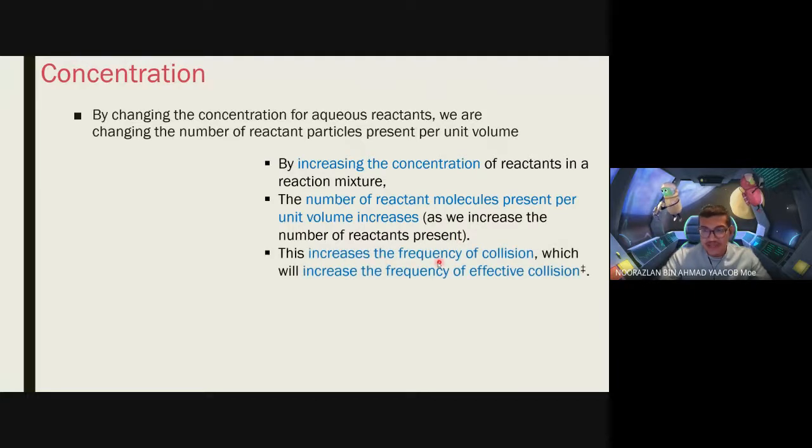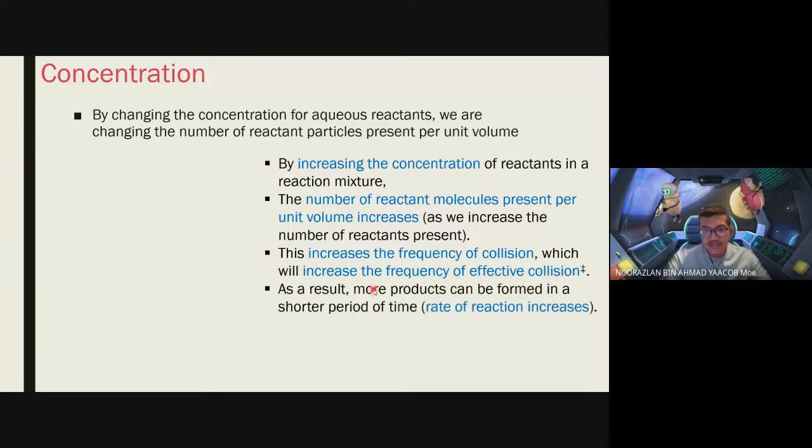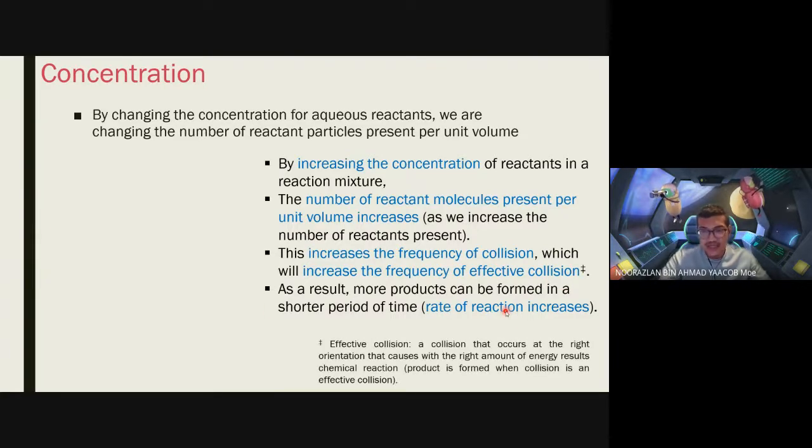This will increase the frequency of collision, which will increase the frequency of effective collision. And as a result, more products can be formed in a shorter period of time, where the rate of reaction increases. So effective collision, by definition, is a collision that occurs at the right orientation that causes a chemical reaction with the right amount of energy.